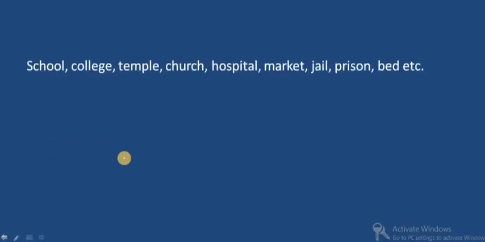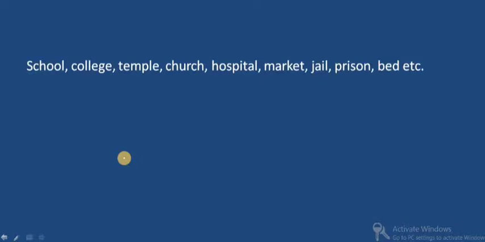Then next one is school, college, temple, church. So these are places which have some special purpose. School is for study, college is also for study, temple is where we used to go for prayer. So please note this properly because it is very important here. If the article is used in the same context, for example, I am going to school, it is showing that I am going to school for study, so I will not use any article. If it is used in another context, then article will be used.